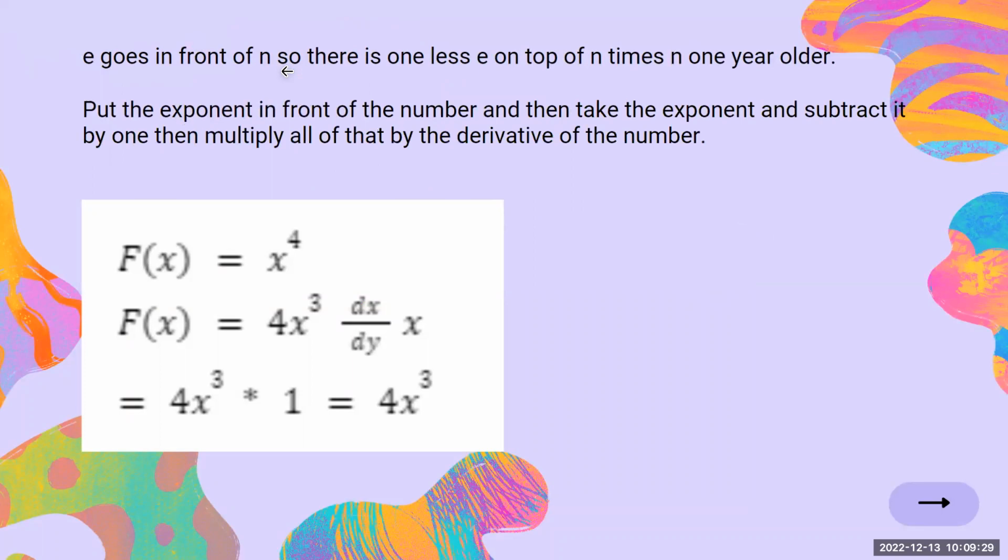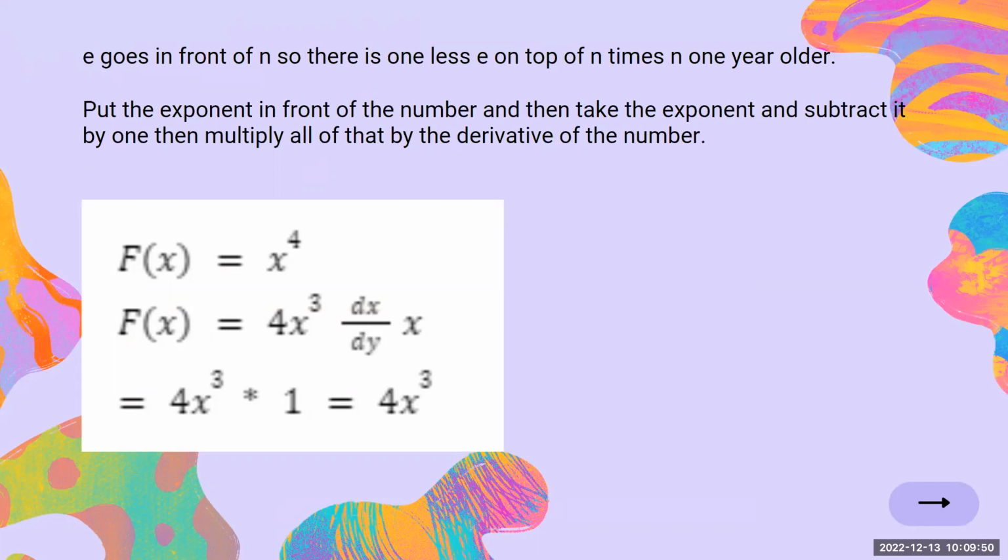The power rule is when you put the exponent in front of the number, and then you take the exponent and subtract it by 1, and then multiply all of that by the derivative of the number. And my catchy phrase is: E goes in front of N, so there is 1 less E on top of N times N when you're older.